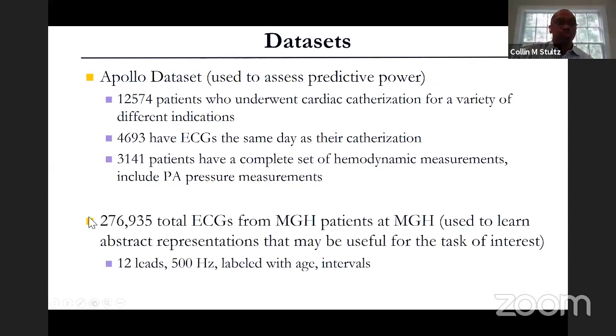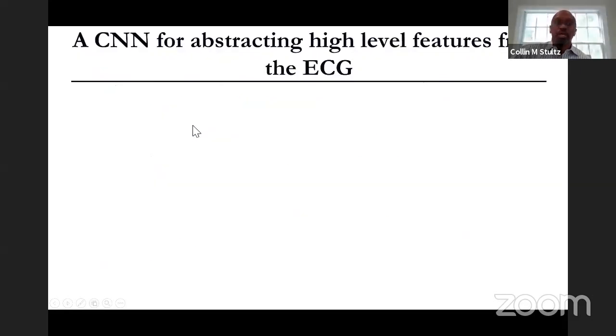So what we do is we pre-train whatever model we're interested in on a larger set of 200,000 patients, again with ECGs, from MGH, and we want to use that to develop some abstract representations of the ECGs that would be useful for this task of predicting the PA pressures.